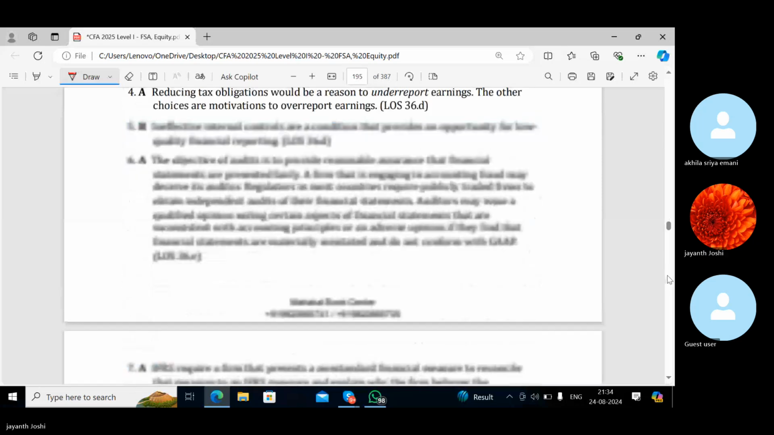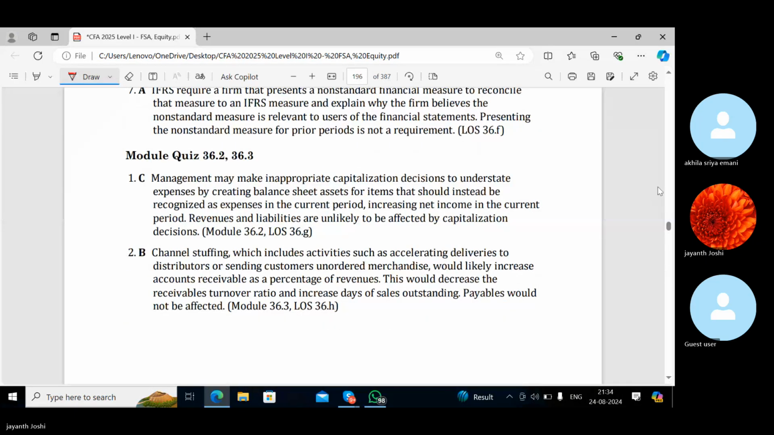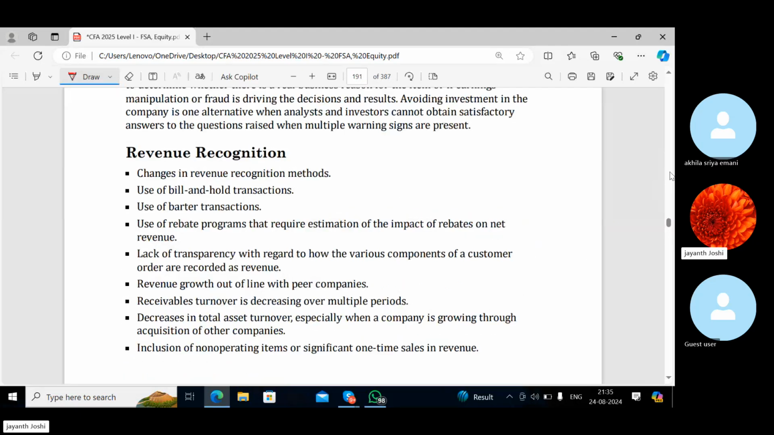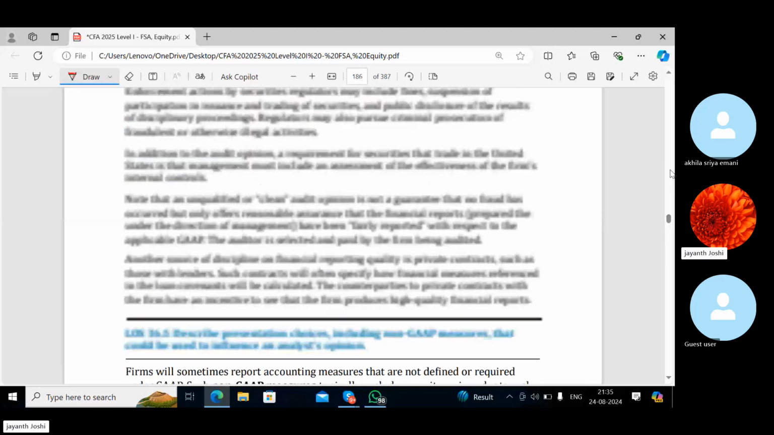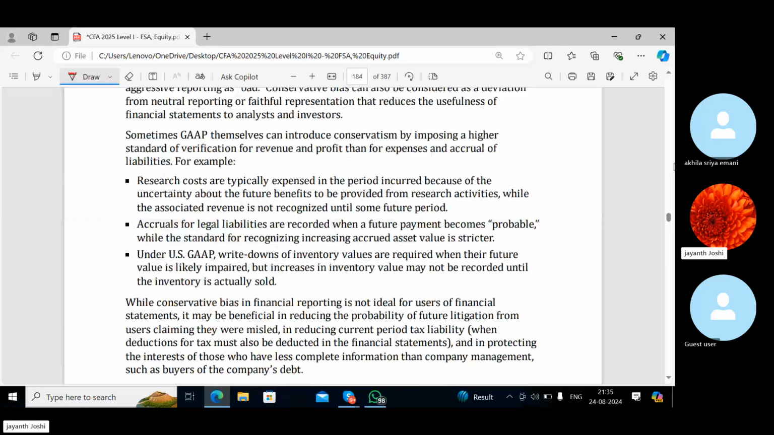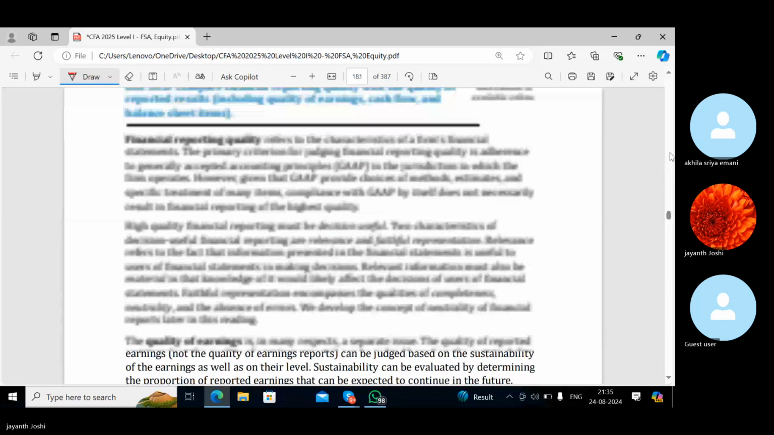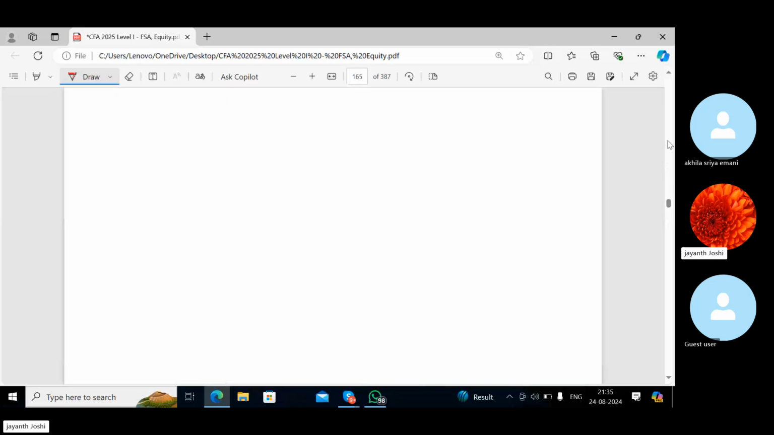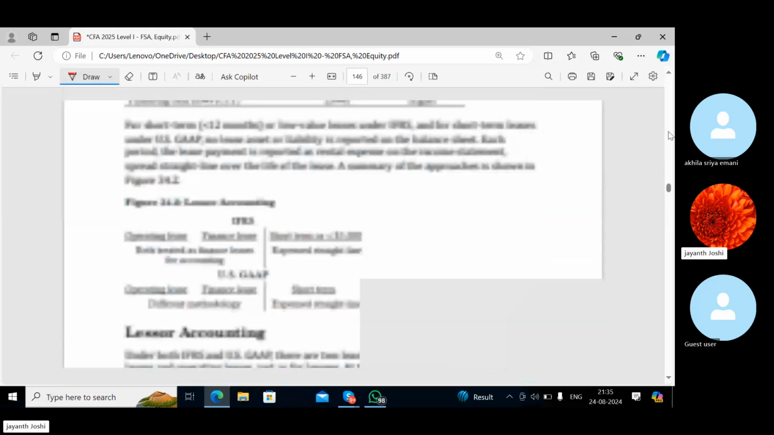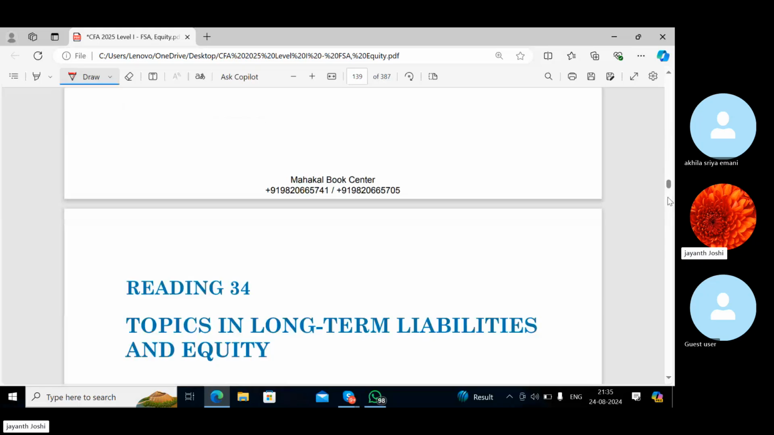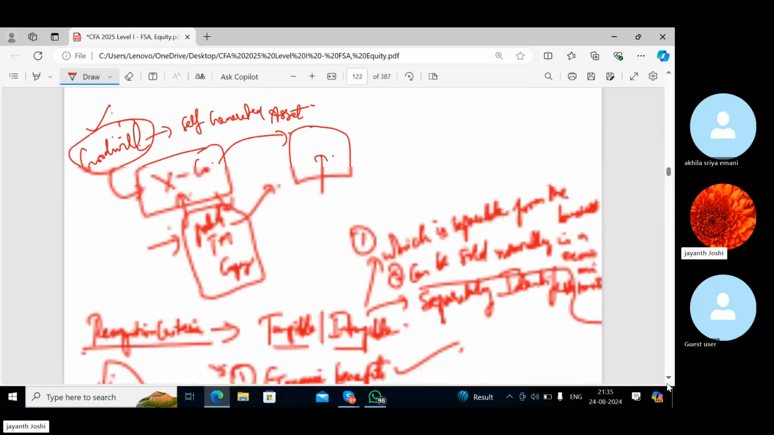Where has that gone? Okay. Page number 130, I guess. Do you remember the page number? 130, I guess. Okay, 130. Fine. Oh, page 33, chapter 33. Okay. So we are here.